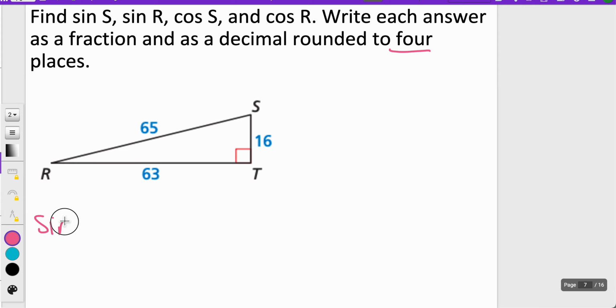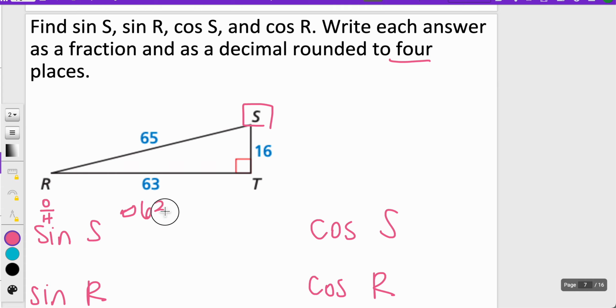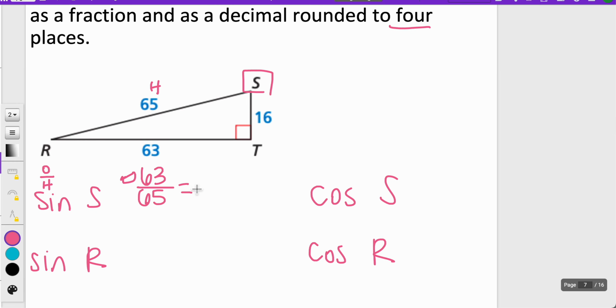We're going to do sine of S and sine of R, and then we'll do cosine of S and cosine of R. Remember, for your sine, that is going to be opposite over hypotenuse. So if I'm looking at letter S, the opposite is 63, and the hypotenuse is 65. We're going to be using 65 a lot here. Then we can take our calculator and do 63 divided by 65. That decimal we get is 0.9692, rounded.